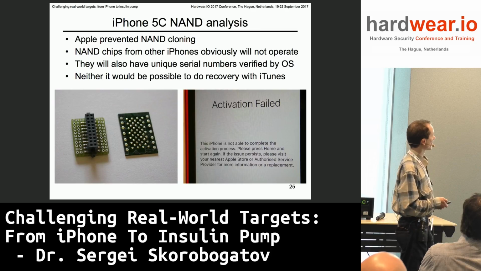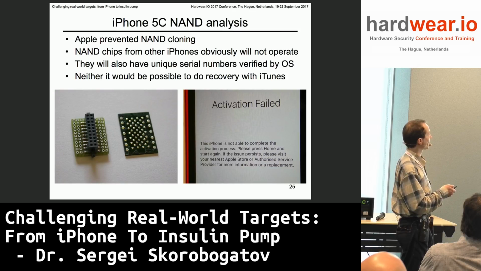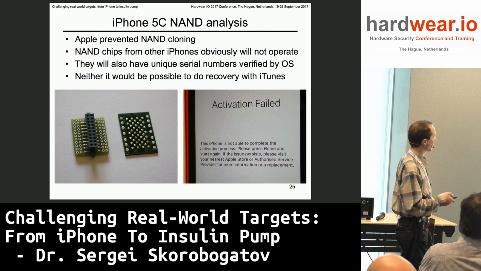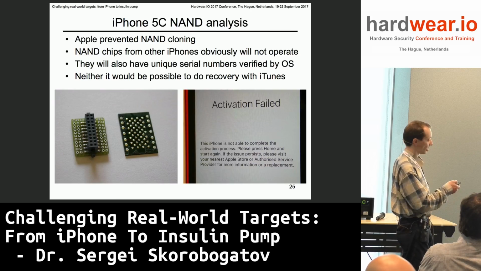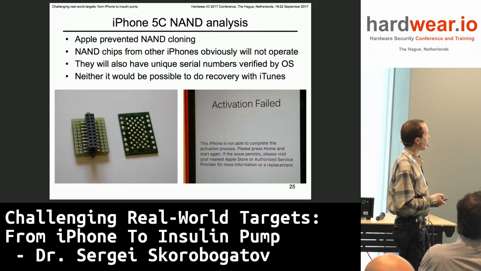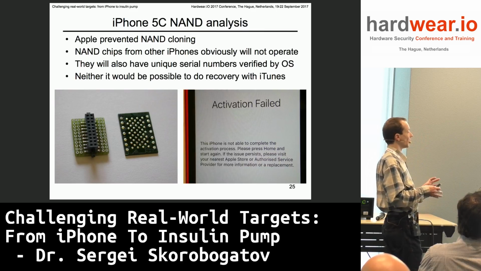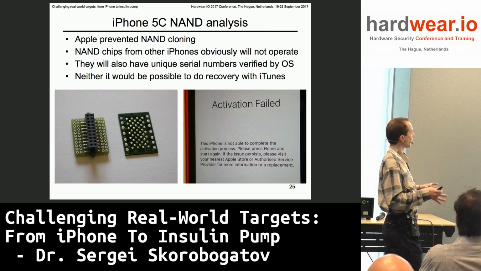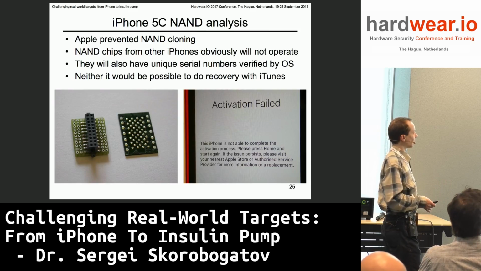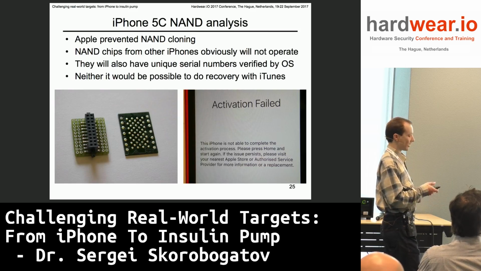And also those NAND chips are programmed with unique serial numbers, so you cannot easily use NAND chips from another phone, because when you try to restore the operating system, you will get an activation error message. So you have to copy not only the data on the NAND flash, but also some configuration area that contains the serial number, so that the NAND flash will look exactly the same as the original.